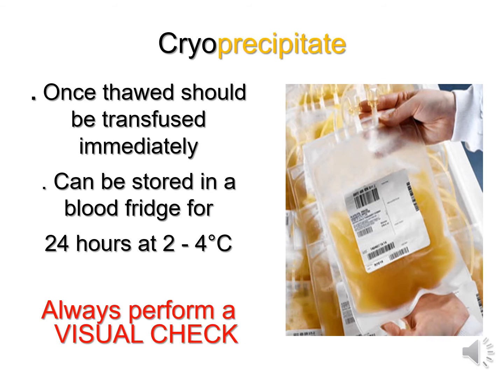Then you've got cryoprecipitate. Once thawed, cryoprecipitate should be transfused immediately as well. It can be stored in a blood fridge for 24 hours at 2 to 4 degrees centigrade, as with plasma. Again, you always perform a visual check prior to transfusion to make sure the product looks normal, looks healthy, looks viable.